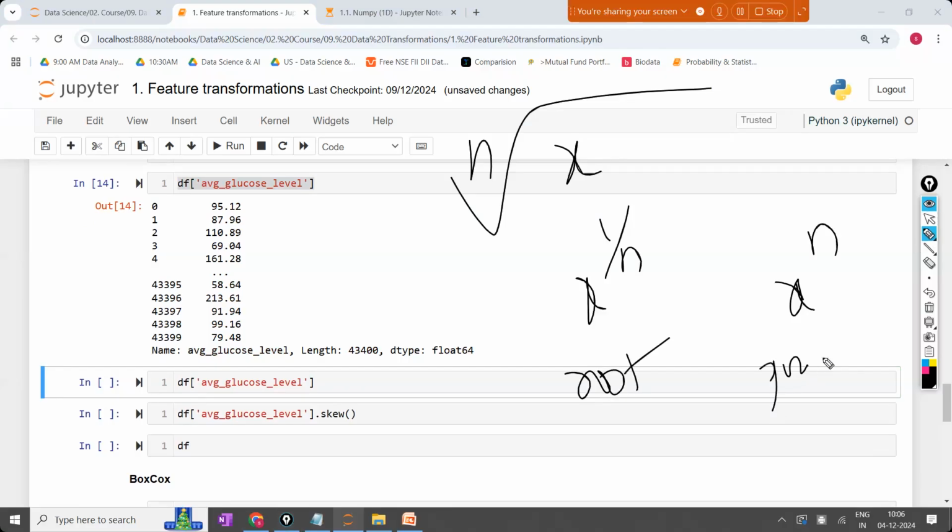This is called power transformation. That n might be anything. N is not a fixed value. If n is a fixed value, for example n equal to 2, it is called square root transformation. If n is equal to 3, it is called cube root transformation. When the n value is not fixed, it is called nth root transformation.